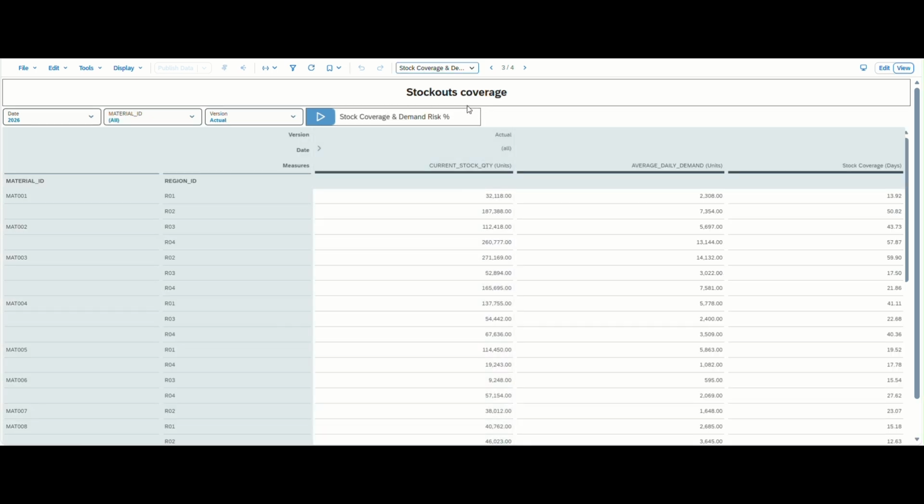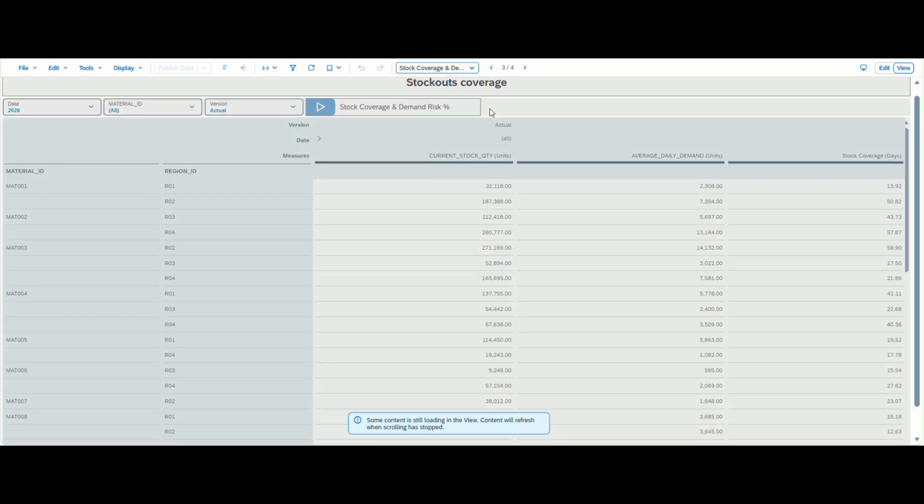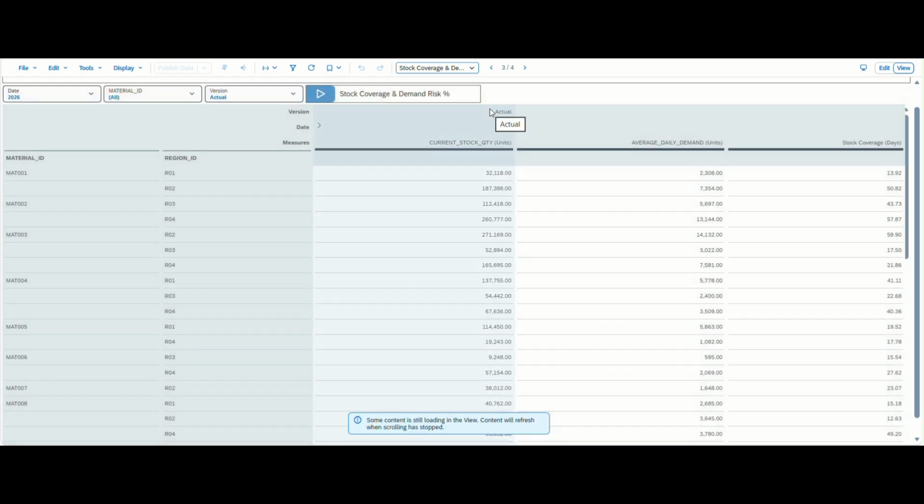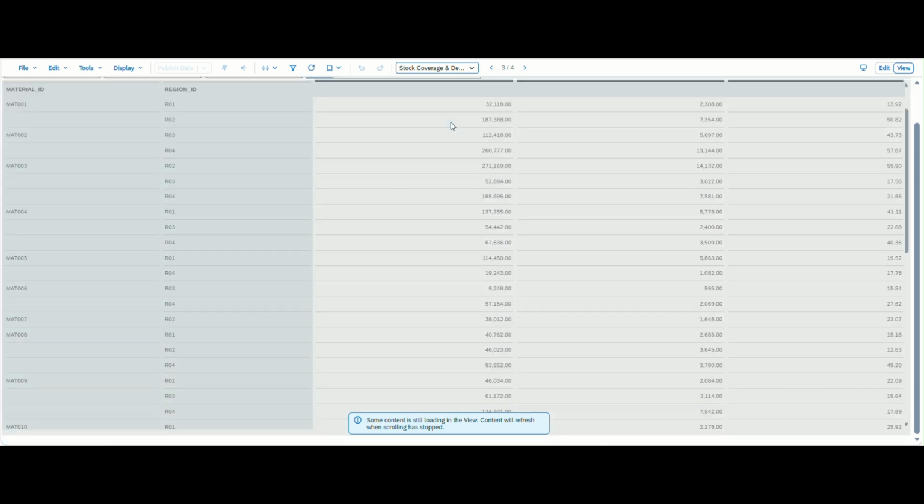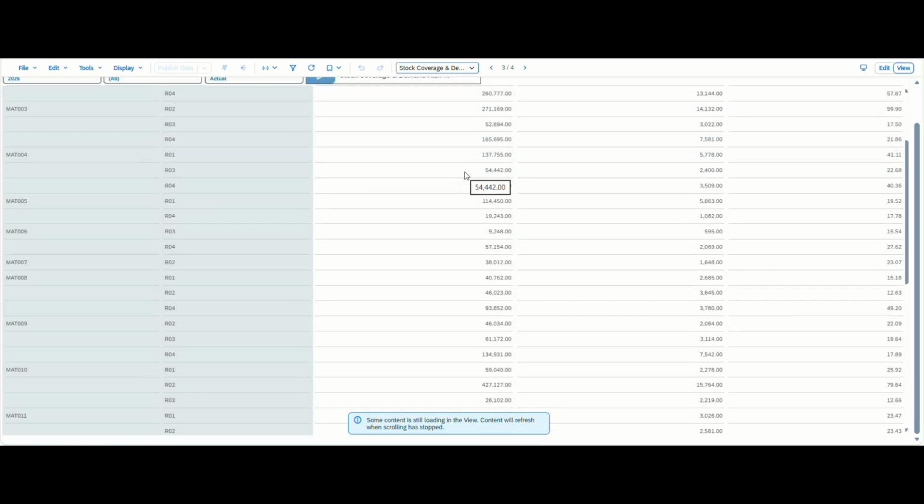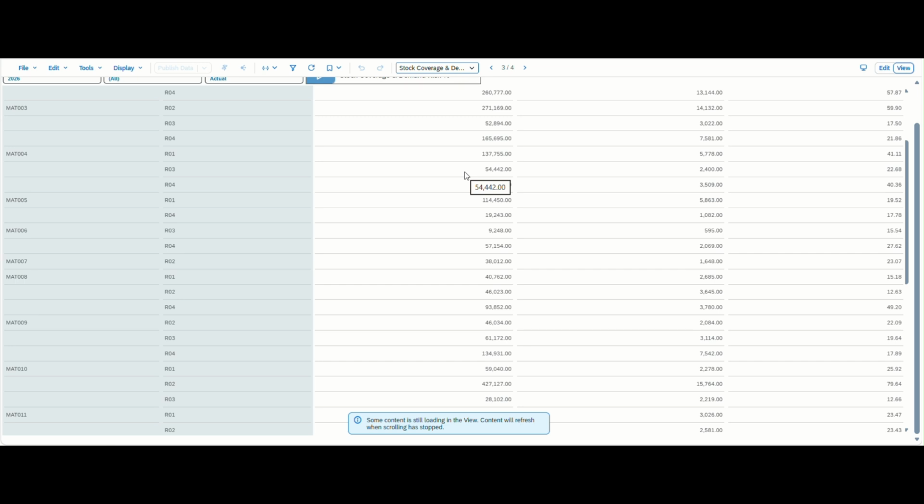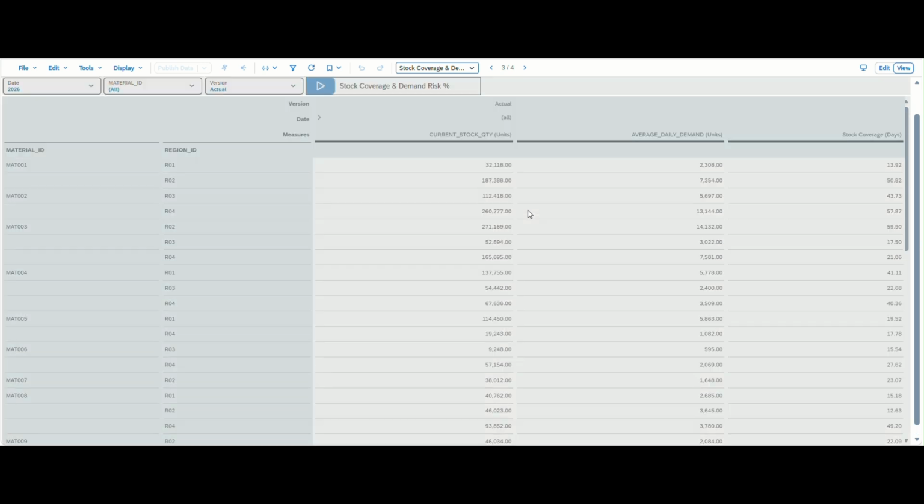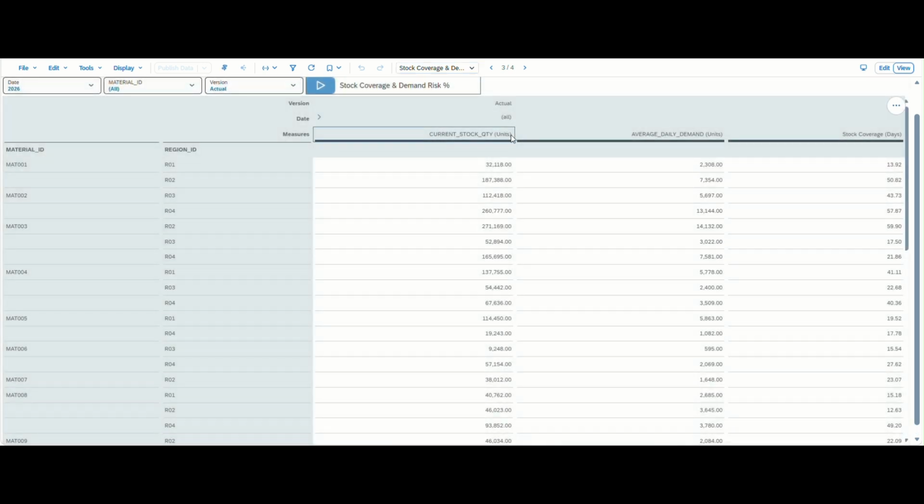Now, let's move to the third page of the dashboard, the Stockouts Coverage Analysis page, focused on stock sufficiency and inventory coverage monitoring. This page helps organizations evaluate how effectively existing inventory can support ongoing customer demand across different regions and materials. The dashboard compares key operational measures such as current stock quantity, average daily demand, and stock coverage in days. The current stock quantity metric provides visibility into the available inventory levels across the supply chain network.